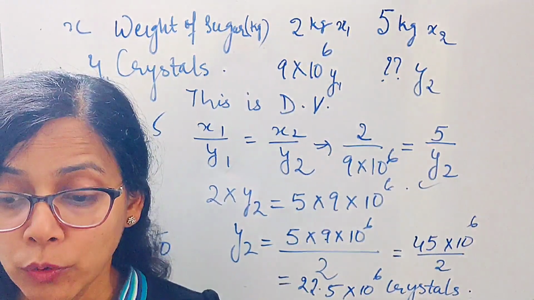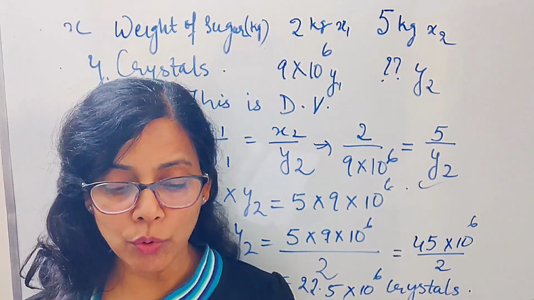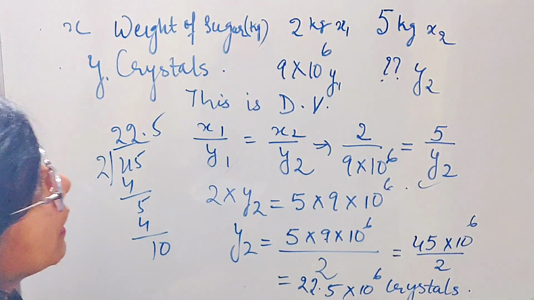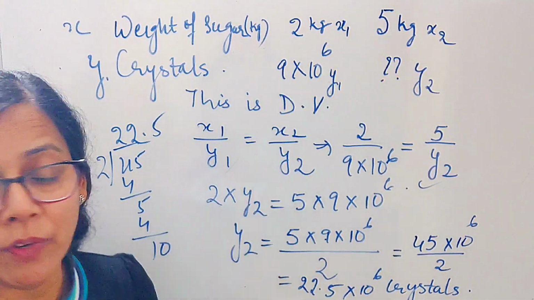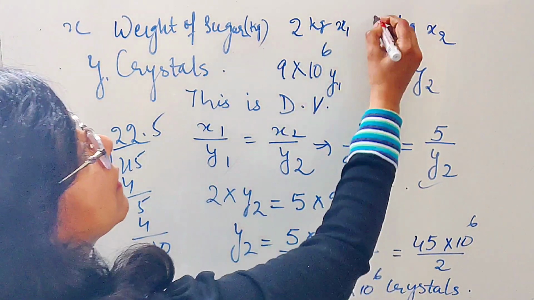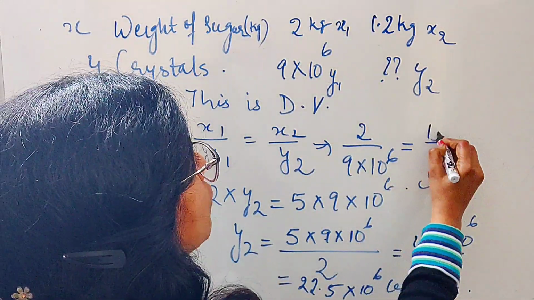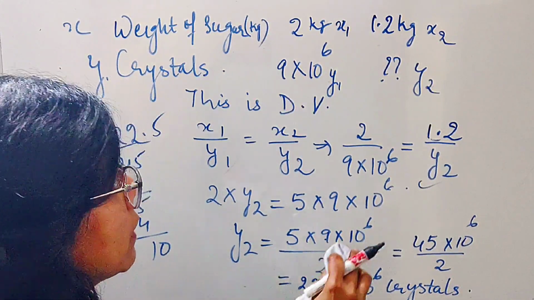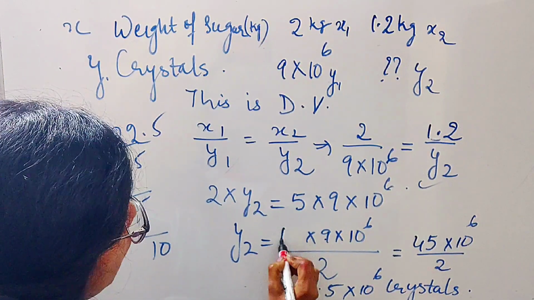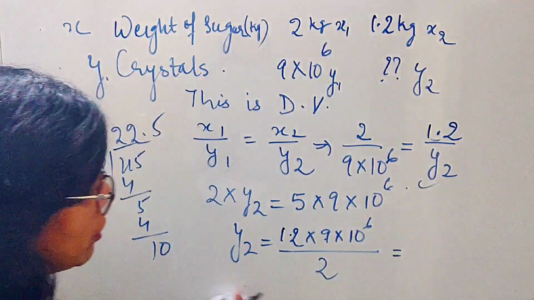Now they have given two parts in this. The other part is 1.2 kg of sugar. So in this, what you will do, in place of 5 kg, you just replace this 5 kg by 1.2 kg. So all the calculations will be the same. I am just replacing this by 1.2. So here in place of 5, it will be 1.2. Then again here in place of 9, no 5, sorry, this will be 1.2. Now calculate this. That is all you have to do here.